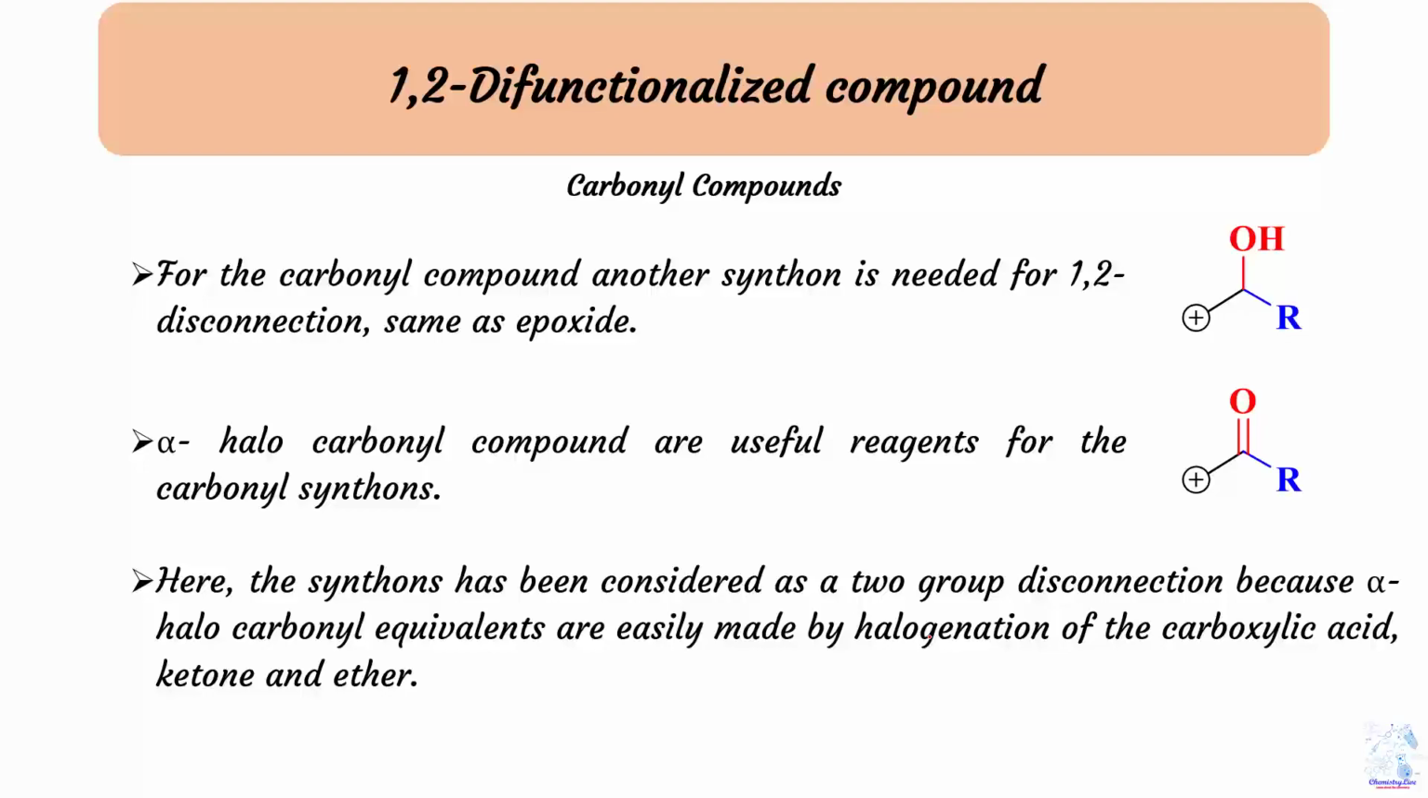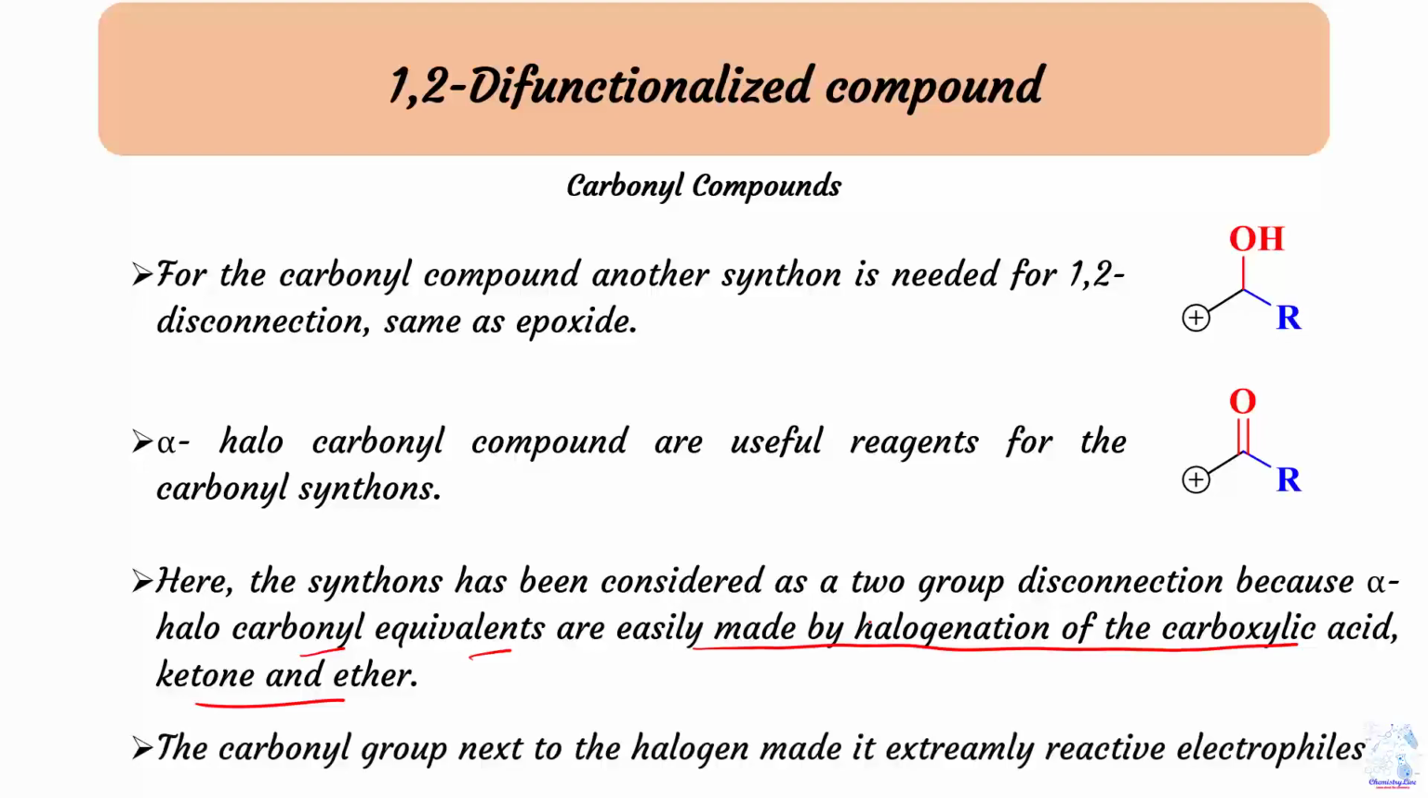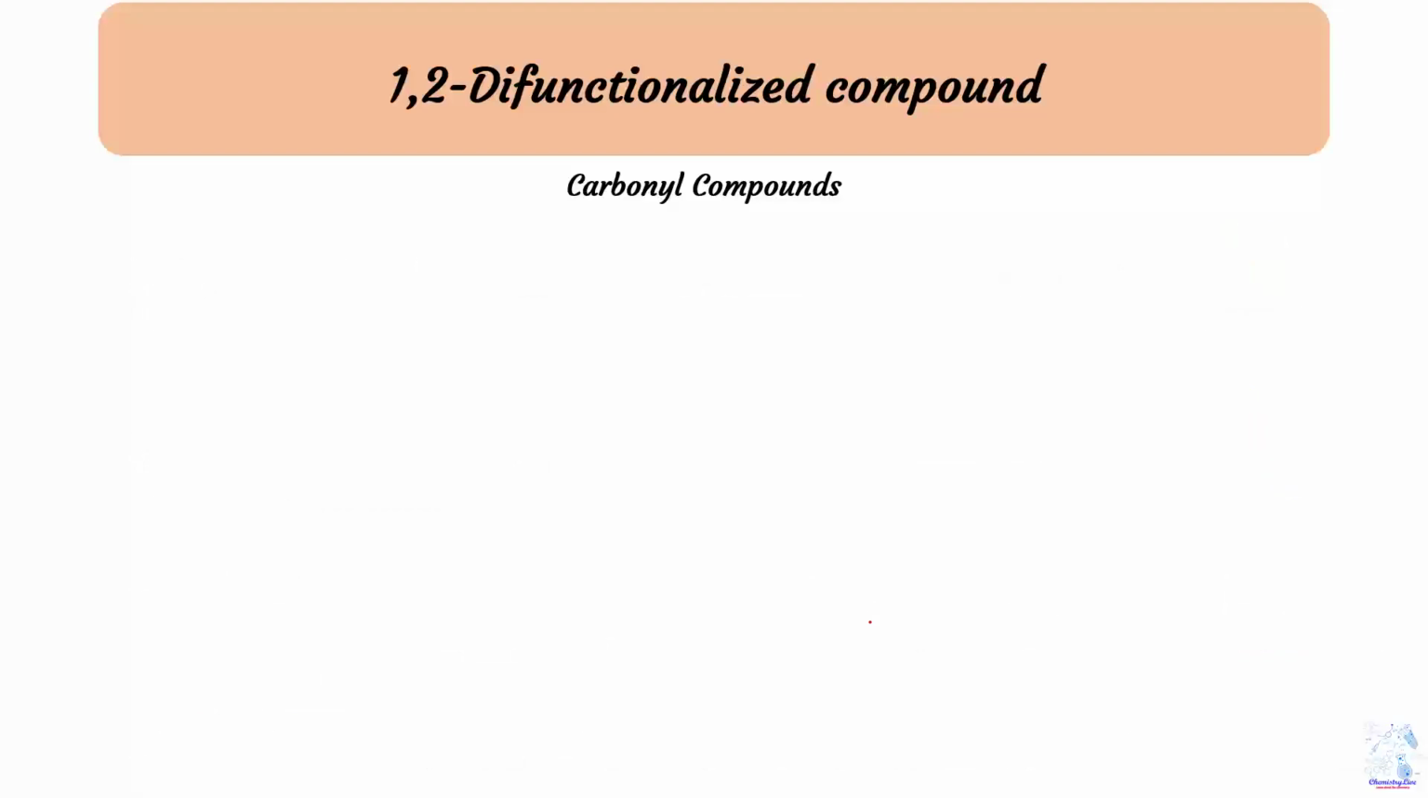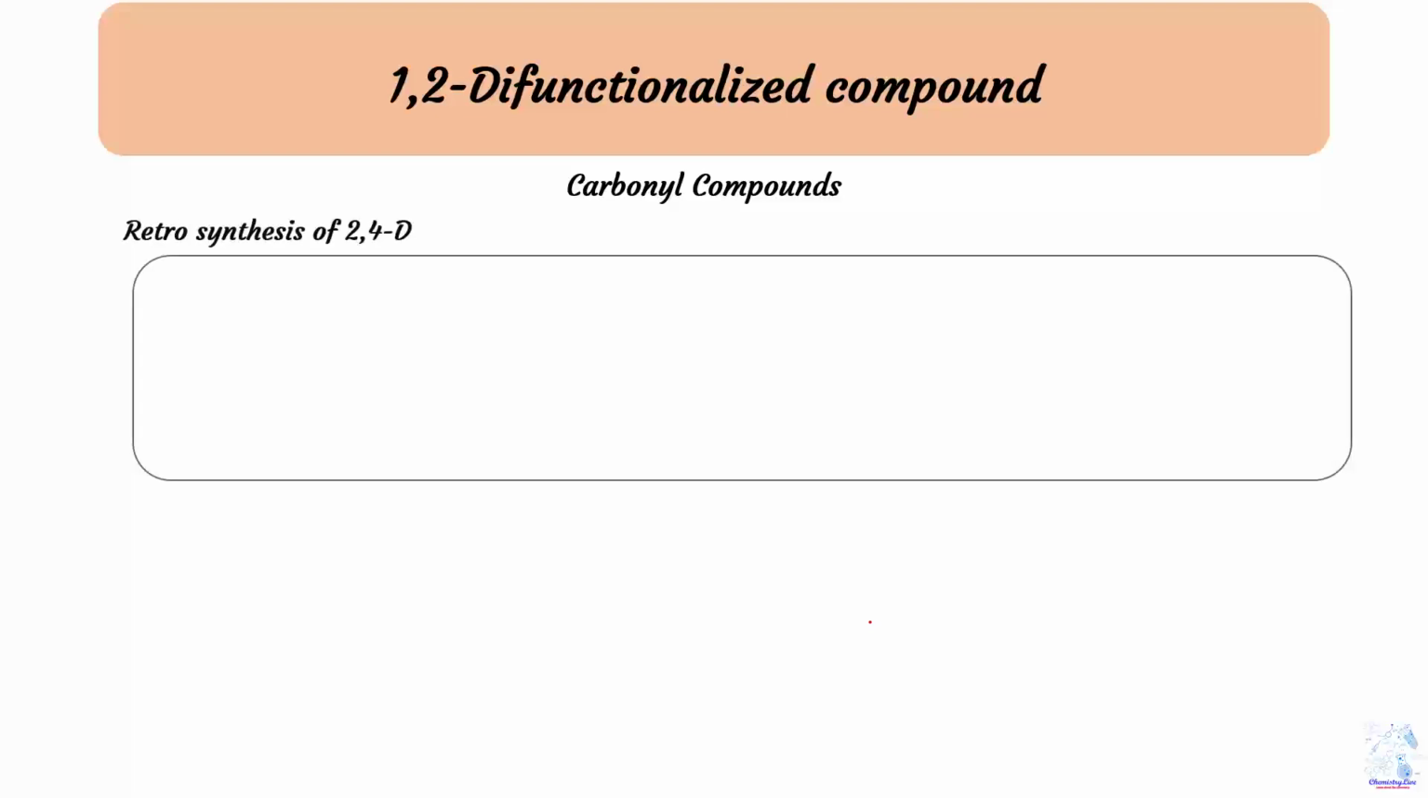Here the synthons are considered as a 2-group disconnection because alpha halocarbonyl equivalents are easily made by the halogenation of the carboxylic acid, ketone and ester. Now we will talk about the next, halogen made by nucleophilic reactions. So now we will talk about retrosynthesis of 2,4-D. First we take a look at the retrosynthesis.